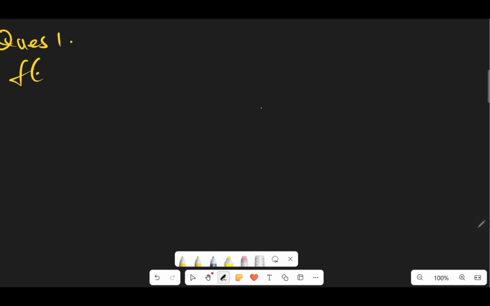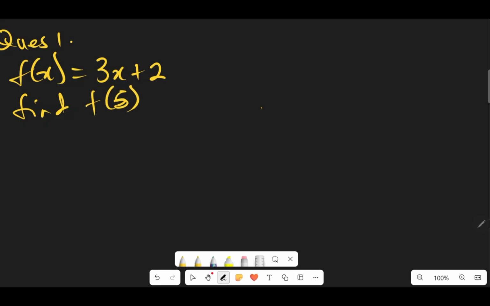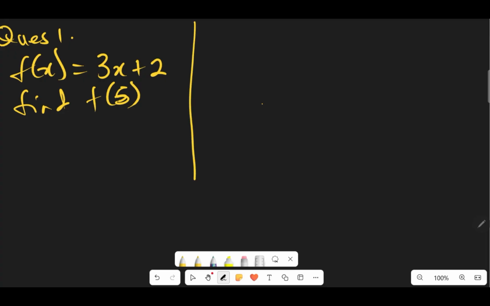Question 1, we have f of x being equal to 3x plus 2. Then we have to find f of 5. Now, this type of questions, we mostly get them in section A. That we should find f of 5. It's so simple, and I want you to pause the video and let's do it together.